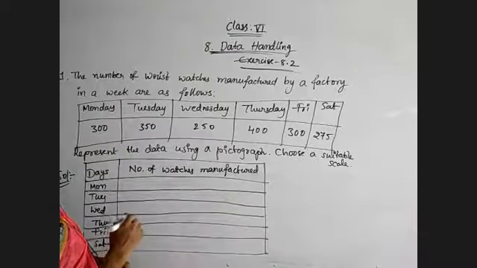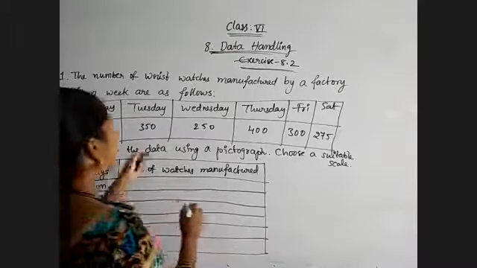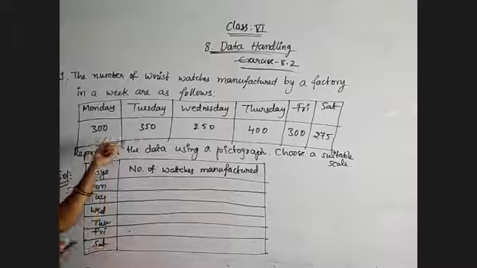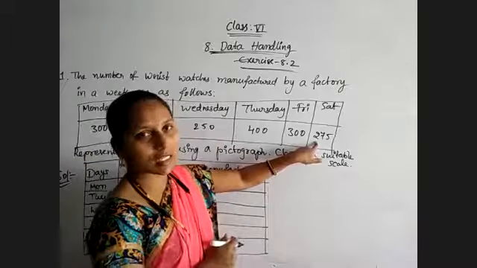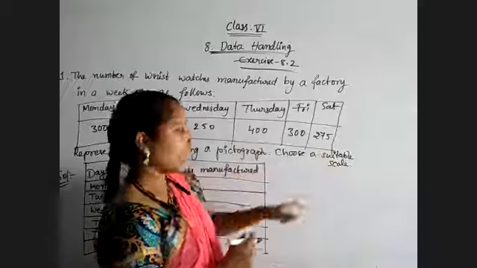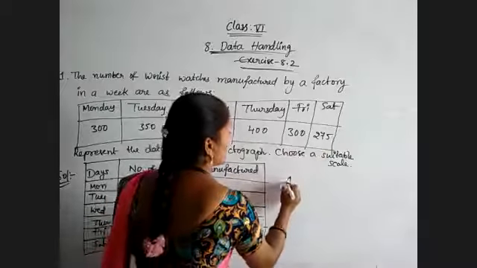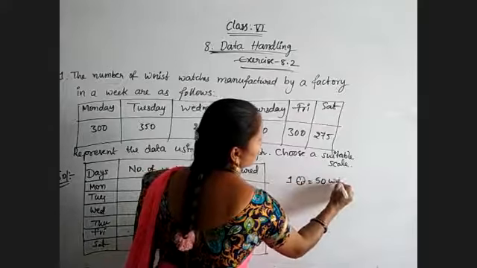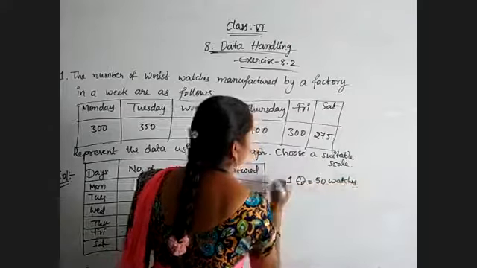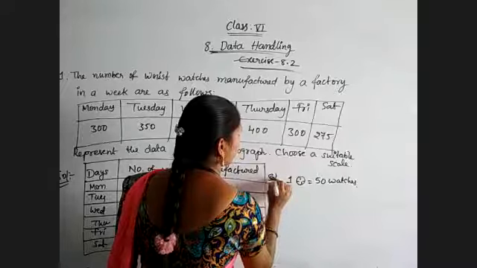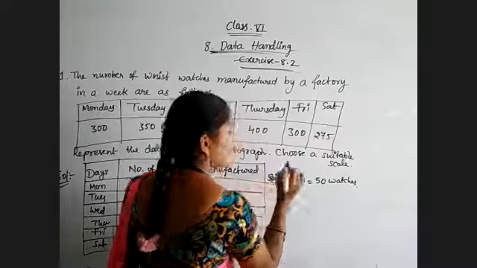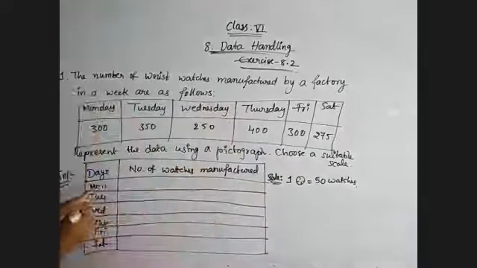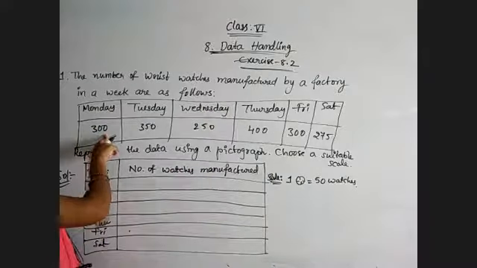First thing, we must choose the scale. Here, as I just told you, if we take 100, we can't easily express this number. That's why I'm going with one symbol. This symbol I'm using: one symbol is equal to 50 watches. So this is my scale for this question. The scale is the key. Okay. Now on Monday, how many watches were manufactured?